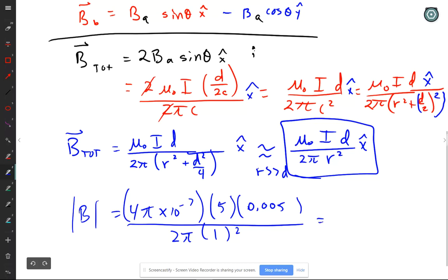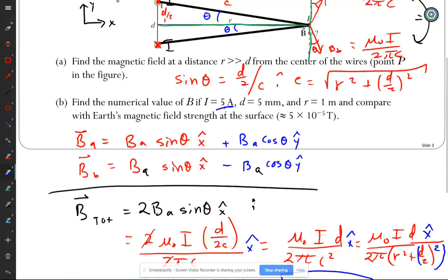And so 5 times 0.005 is 2.5 times 10 to the minus 3. 4 pi and 2 pi gives me 2 times 10 to the minus 7. Actually, it's easier to do it this way. 2 times 5 is 10. 10 times 0.005 is 0.05. So that's 0.05 Teslas. How does that compare to the Earth's magnetic field strength?